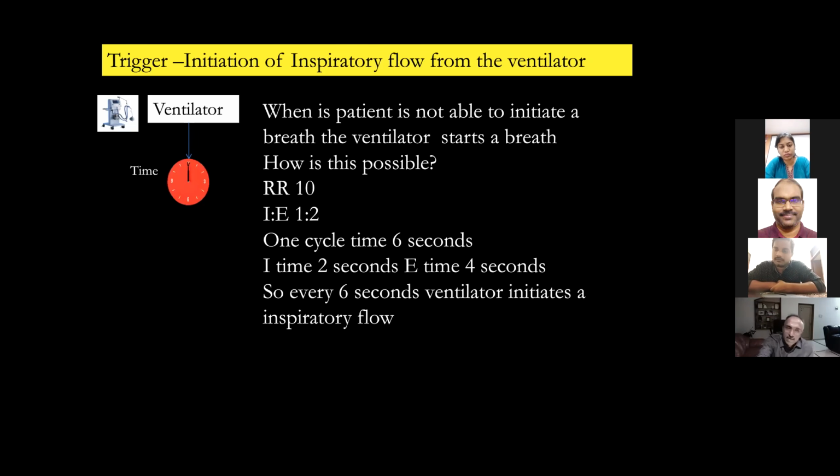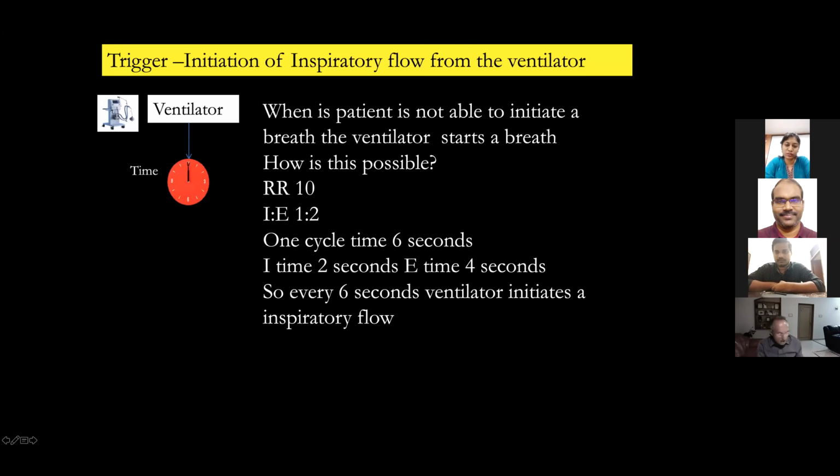Understood? If I make the rate 20, then how fast will the ventilator start a breath? Every 3 seconds the ventilator will provide a breath. If I increase the respiratory rate to 20, what will be the cycle time? 60 divided by 20. One cycle time is 3 seconds. So every 3 seconds it will give a flow. So the ventilator can initiate inspiration by elapse of time, looking at your IE ratio and your respiratory rate.